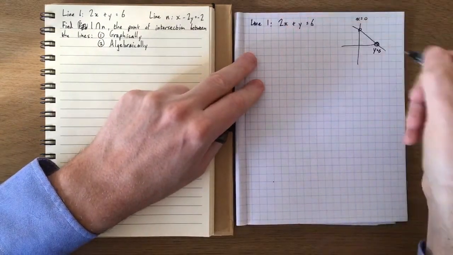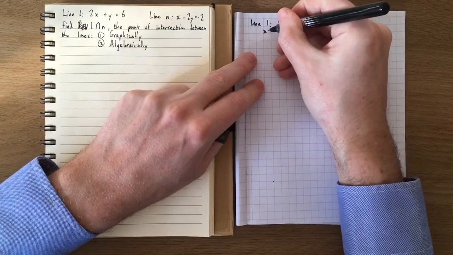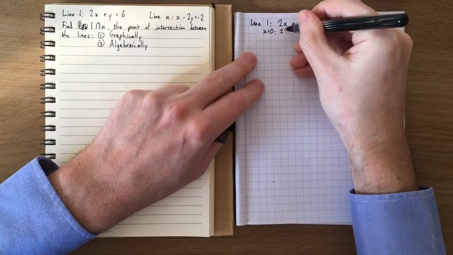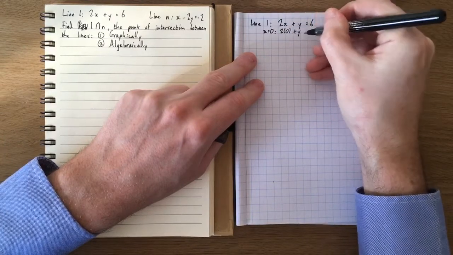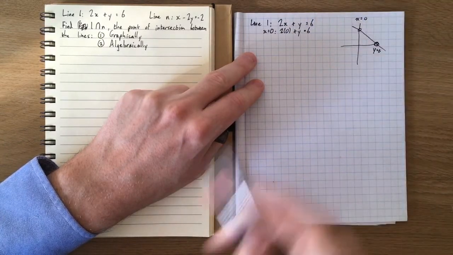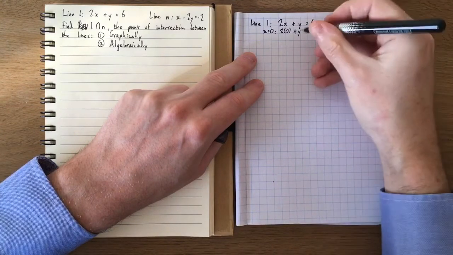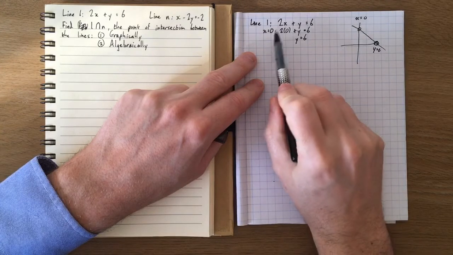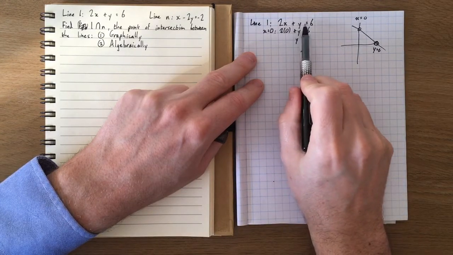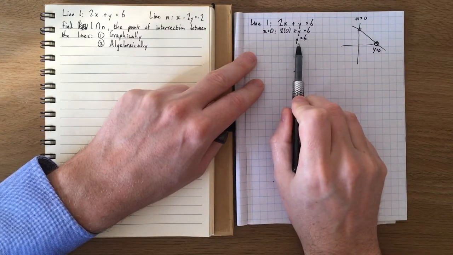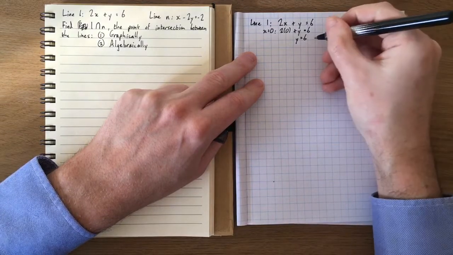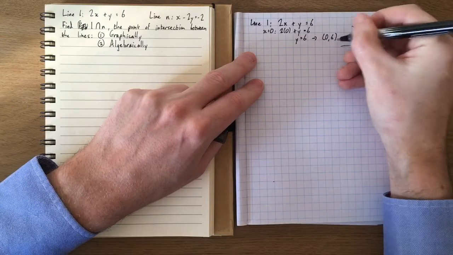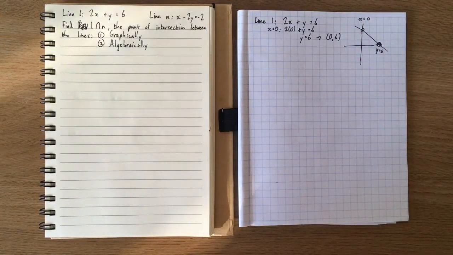All right, so first thing I'm going to do is sub 0 in for x. So 2 times 0 plus y equals 6. 2 times 0 is 0, so you're just left with y equals 6. So you sub 0 into the equation of that line, and it gave you y is equal to 6. That means the point 0, 6 is on that line L.